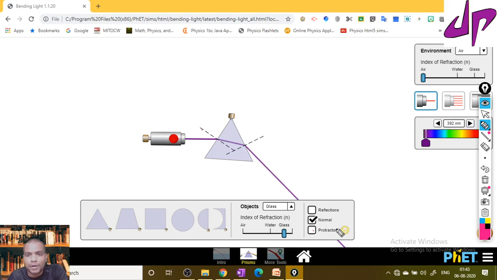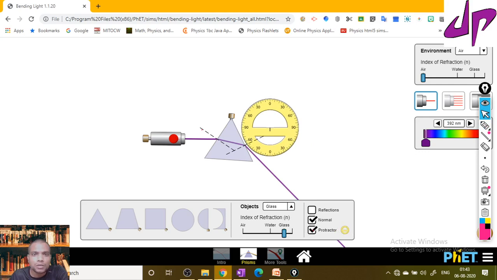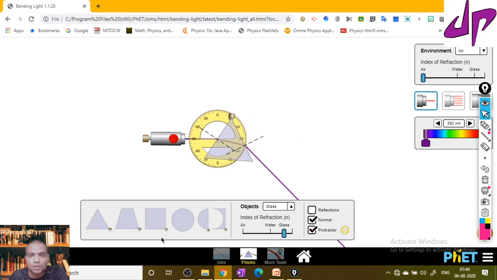Suppose I take a protractor to measure the angles. If I take the angle of incidence here, the angle of incidence it is showing from 90 minus 30, it gives the value of 30 degrees. So the angle of incidence i we can take equal to 30 degrees. Roughly 90 and 60 degrees at the normal, so this angle is 30 degrees.